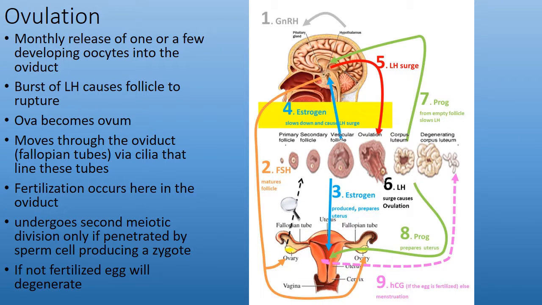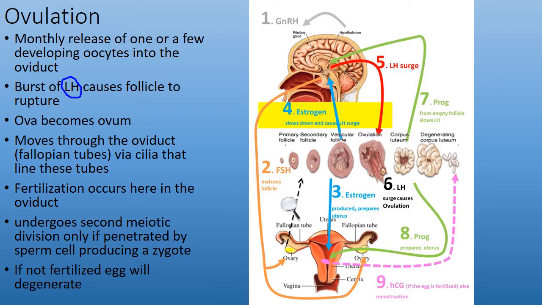And we see ovulation here. Ovulation is the monthly release of an egg cell into the fallopian tubes in hopes of fertilization. Now, the hormone that causes the follicle to rupture is known as LH. So a burst of LH here will cause the rupture of the follicle.